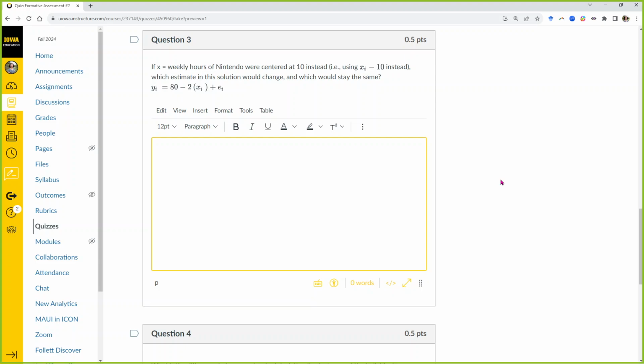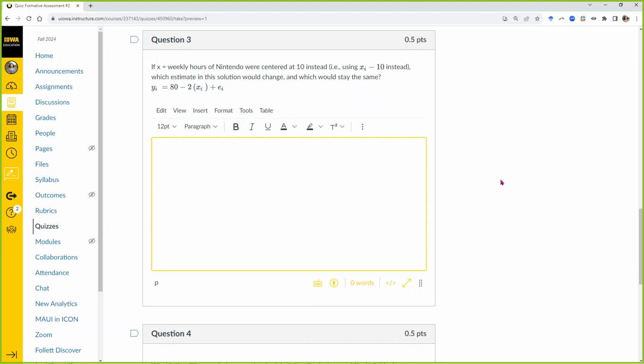So our relationship doesn't change. For every hour increase that you play Nintendo, your enthusiasm for school is still going down by 2 points for every hour increase. But our starting point, our baseline for that intercept, is changing. So we can interpret it in a different way, right?